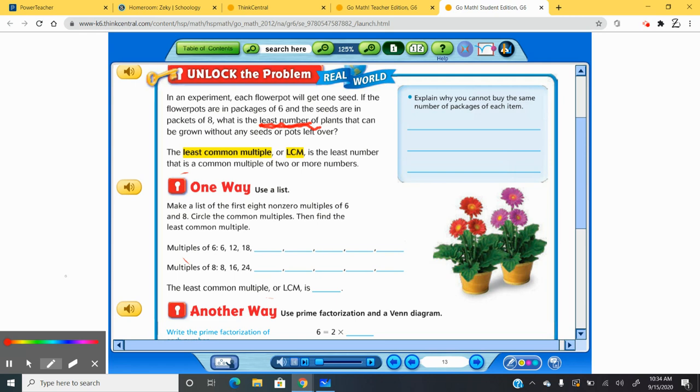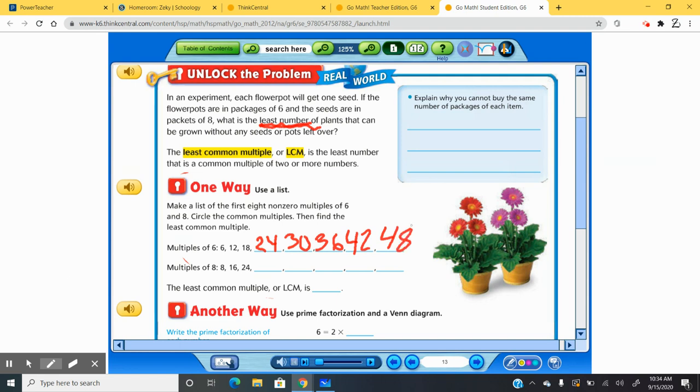Multiples are like your multiplication tables. So the multiples of 6 are 6, because 6 times 1 is 6. We have this 12 right here because 6 times 2 is 12. 6 times 3 is 18. 6 times 4 is 24, so let's put a 24 in there. 6 times 5 is 30. 6 times 6 is 36. 6 times 7 is 42. And 6 times 8 is 48.